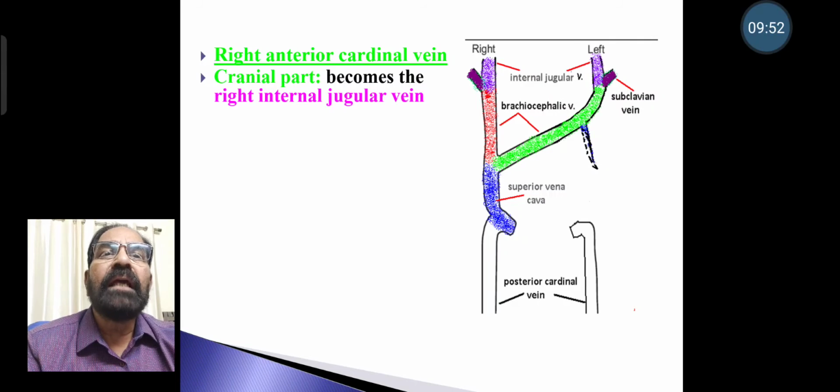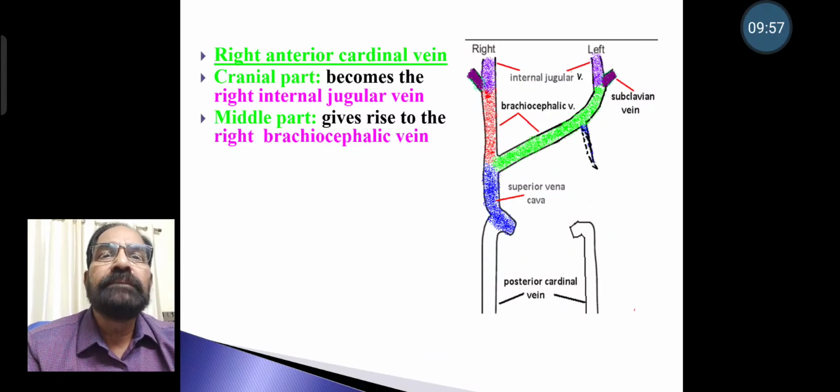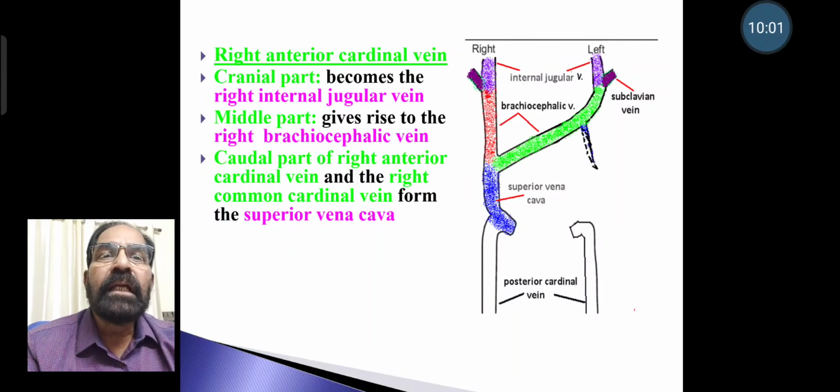Right anterior cardinal vein, the cranial part becomes the right internal jugular vein. Middle part gives rise to right brachiocephalic vein. The caudal part of the right anterior cardinal vein and the right common cardinal vein form the superior vena cava.